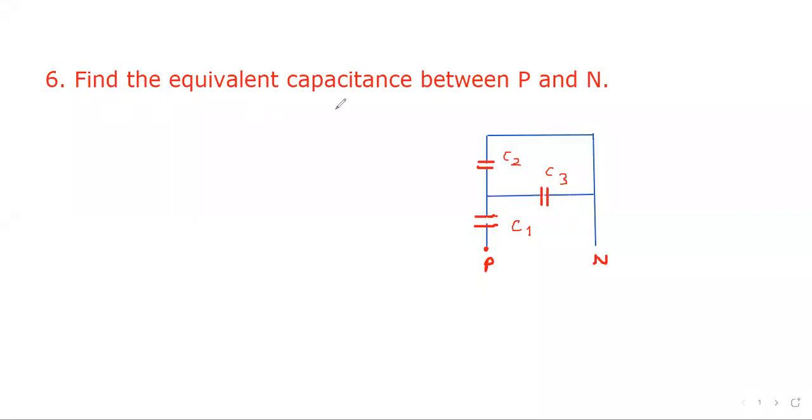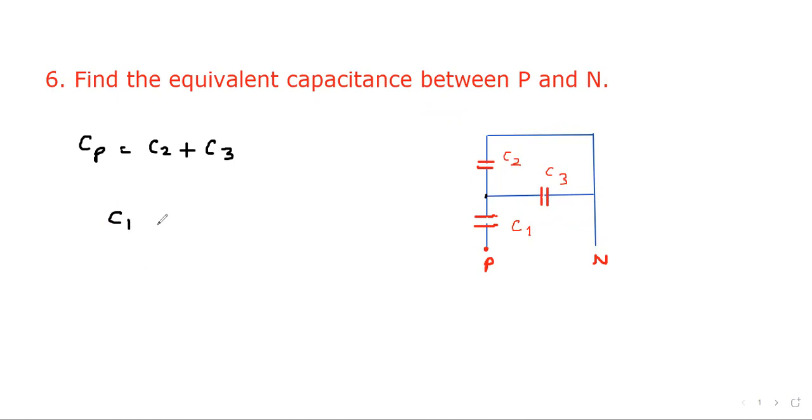Question number 6. Find the equivalent capacitance between P and N. Here, this is C1, C2, C3. Clearly, C2 and C3 are connected in parallel. So, C parallel will be C2 plus C3. Now, the resultant of C2 and C3 is connected in series with C1.